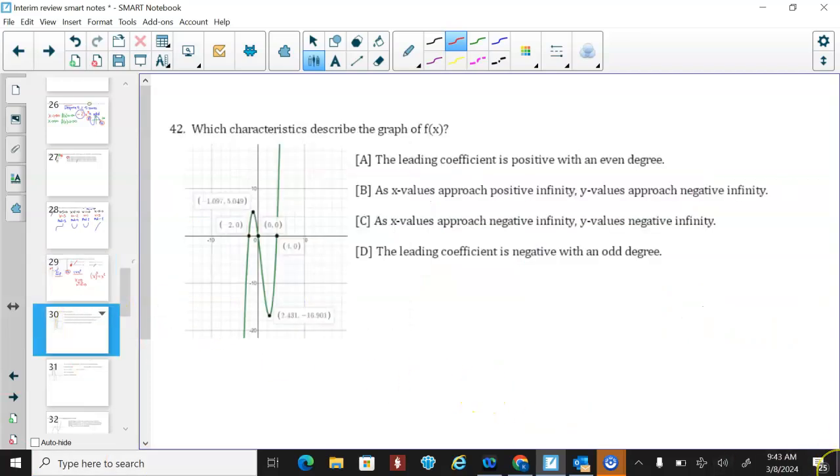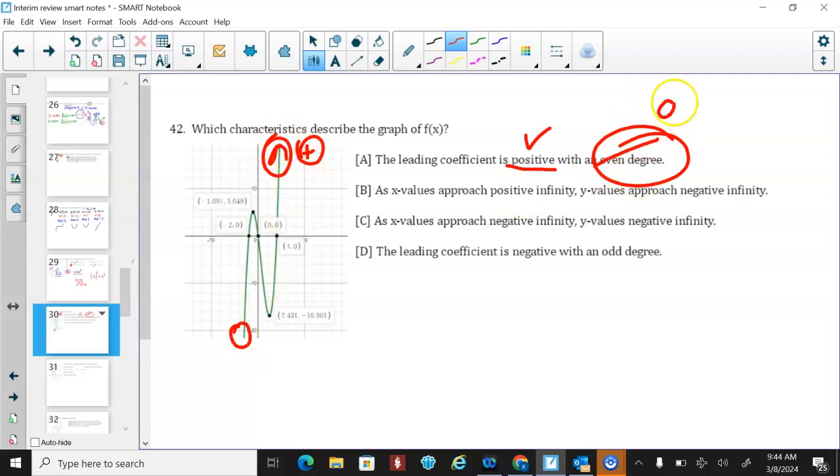All right, and then the last one for this video, 42. Which choice describes the graph? You can just eliminate a bunch of them. The first one says the leading coefficient is positive. Let's check. Is it going up? That is correct. And this is an even function. Does it have ends going in the same direction? No. This is an odd function.